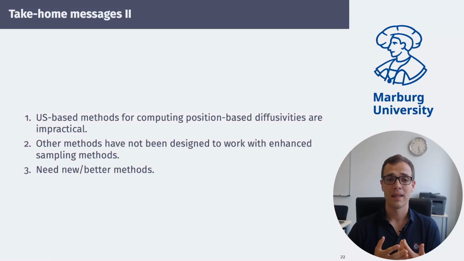So this brings me to my second set of take-home messages. I hope I was able to convince you that umbrella sampling-based methods for computing position-dependent diffusivities are impractical. Unfortunately, I did not talk about that, but the other methods that we have are not designed to work with enhanced sampling methods. So we're more or less still stuck with umbrella sampling, even though we have a bunch of great methods that work for unbiased simulations. But all of that solidifies the point that we need new or better methods, and I hope to be able to deliver one of those soon.